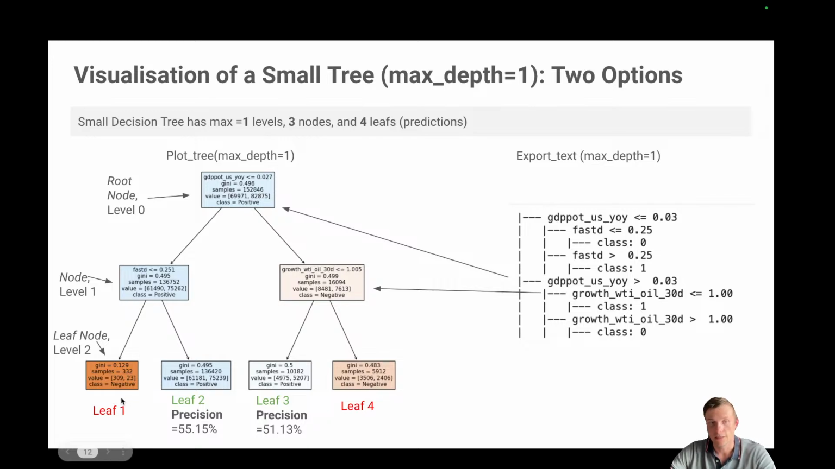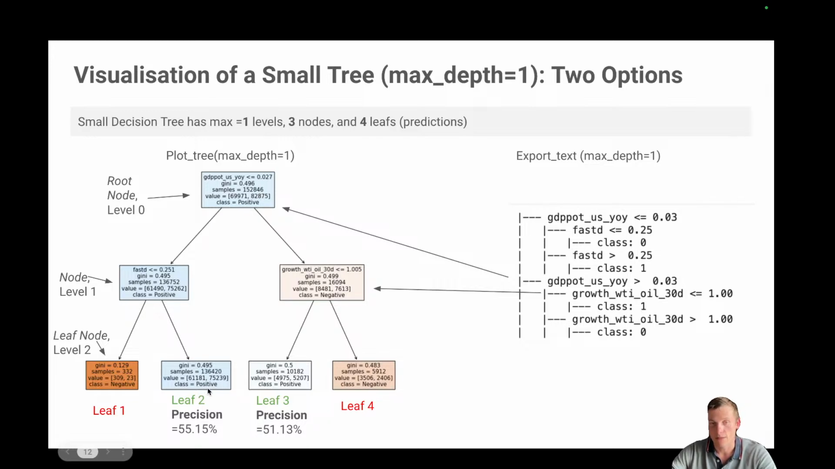So it says that this class is negative. If you finish in this leaf, the model, if you use it with the default settings, will predict a negative class. If you end up in leaf 2, it will say it is a positive class.